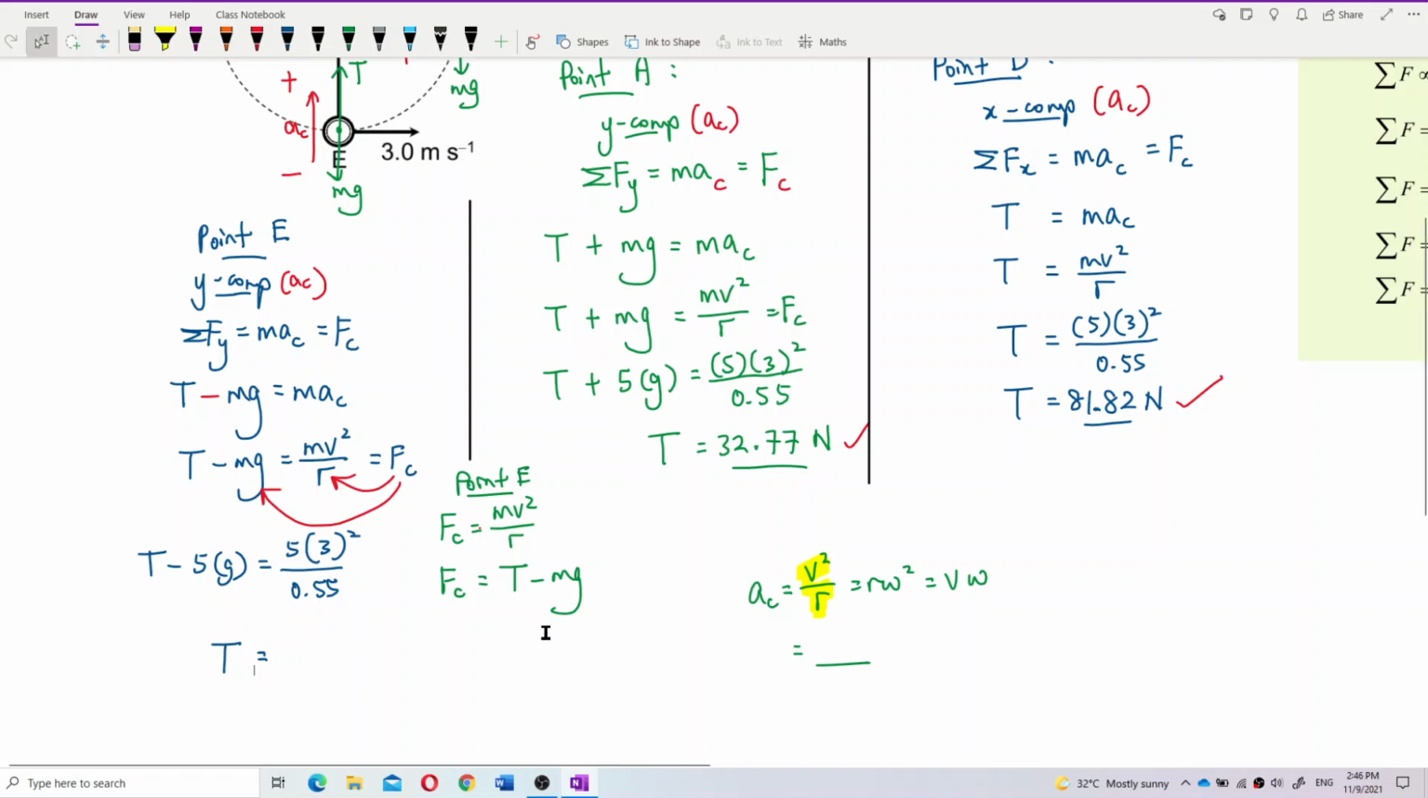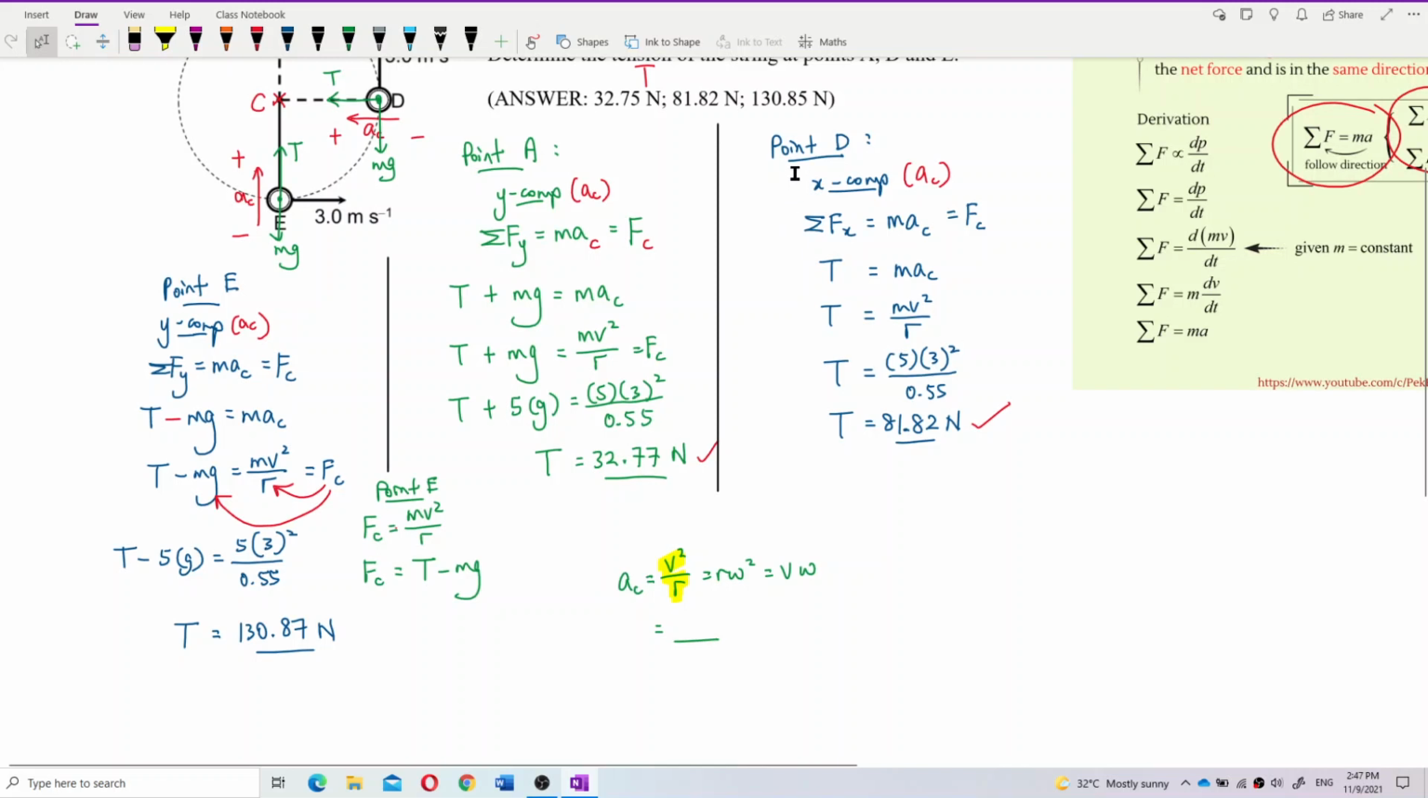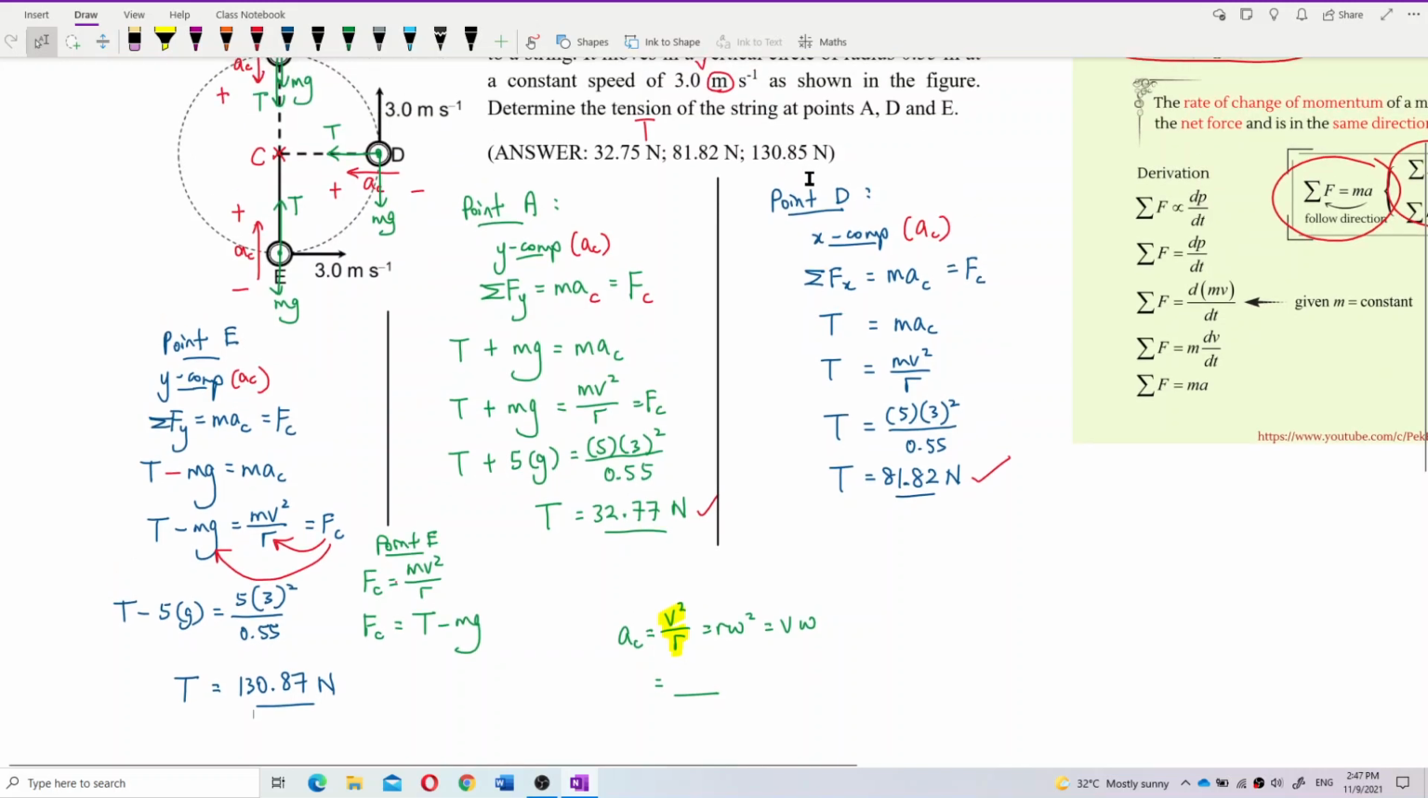Let's check the answer. I got the tension as 130.87 Newton. Is the answer correct? Yes, 130.85. Almost the same.